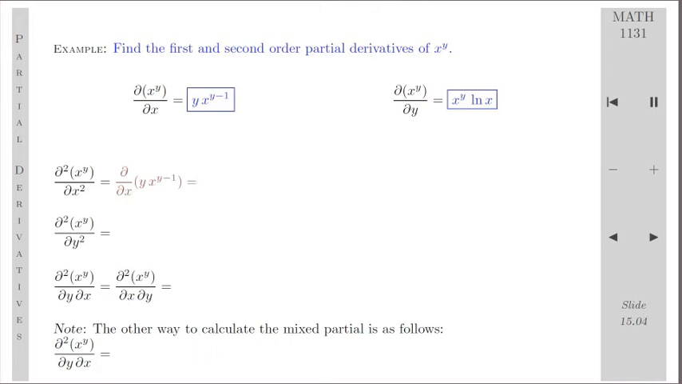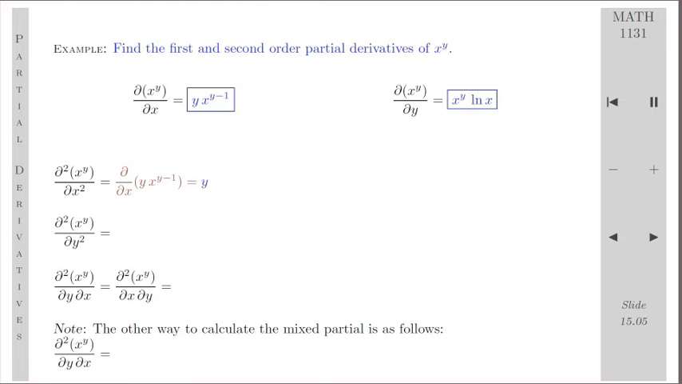D squared over dx squared means first with respect to x, again with respect to x. So I differentiate this with respect to x, which means I treat y as if it's a constant. So the first factor, y, is a constant factor, I keep it as it is. I need to differentiate x to the power y minus 1 with respect to x. Since I'm treating y as if it's a constant, I have the variable to a constant power. So I use the power rule.